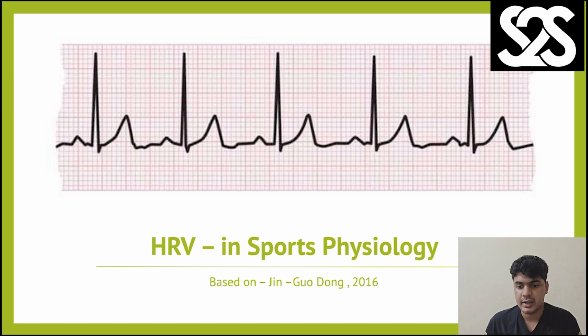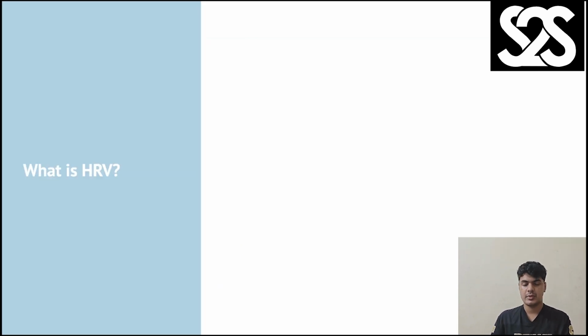For Sports to Science, here we are going to be looking at heart rate variation in sports physiology. So, what is heart rate variation? This is basically a variation from one heartbeat to the second heartbeat.